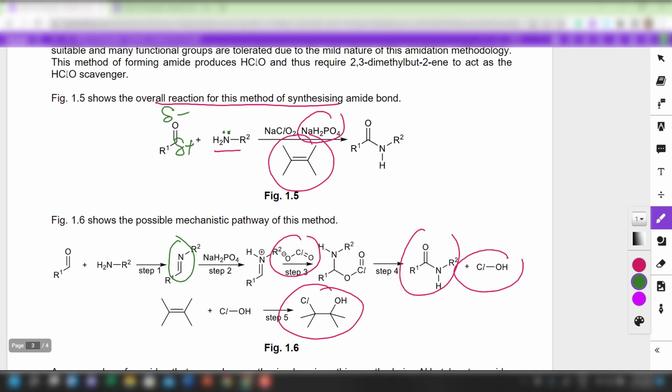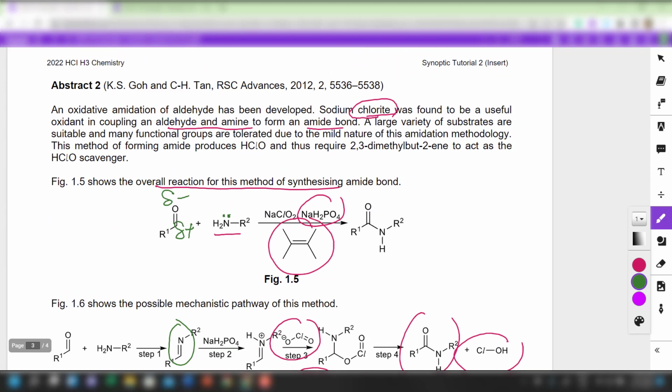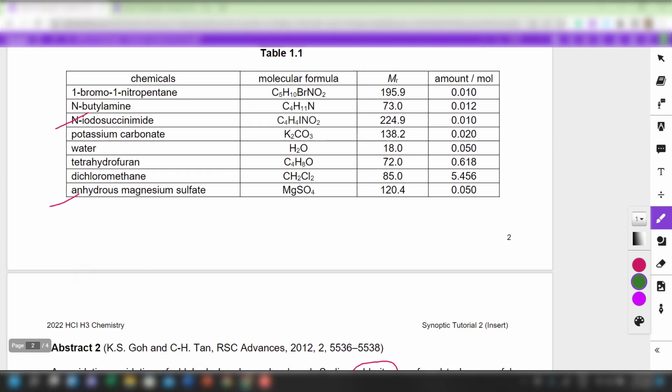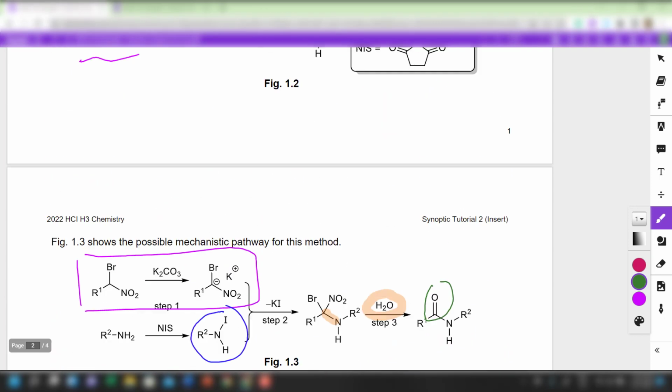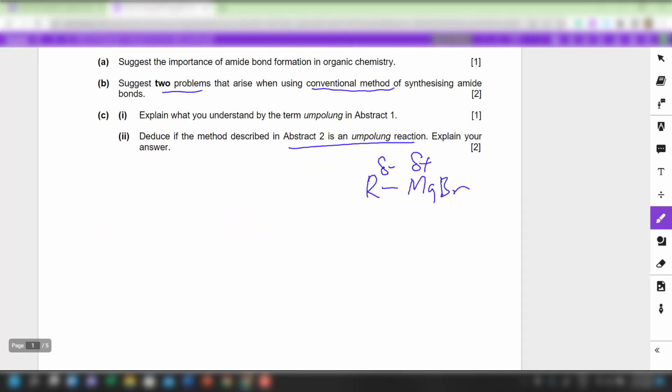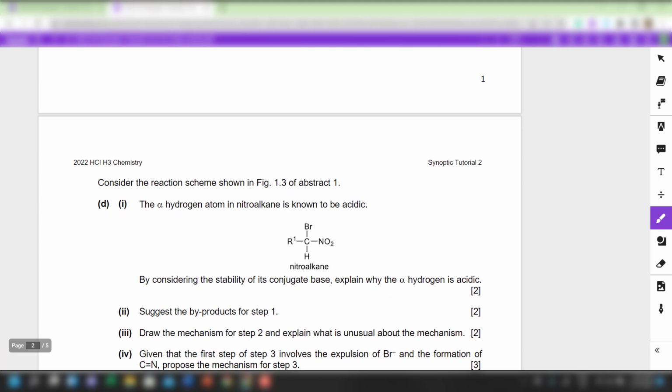So basically when both of them react, if you look at figure 1.6, it leads to an imine formation. This first step involves the nitrogen behaving in its conventional way of reacting, as a nucleophile attacking the carbonyl carbon. So this is the normal approach which we are familiar with. In that case, the method described in abstract 2 is not the Umpolung approach. I think you should be clear about that when you read through the abstract. Okay, that should be fine.